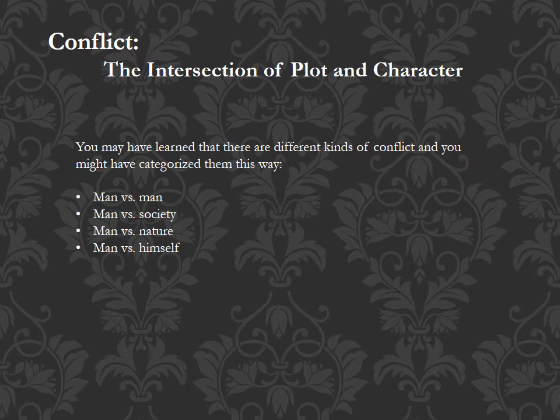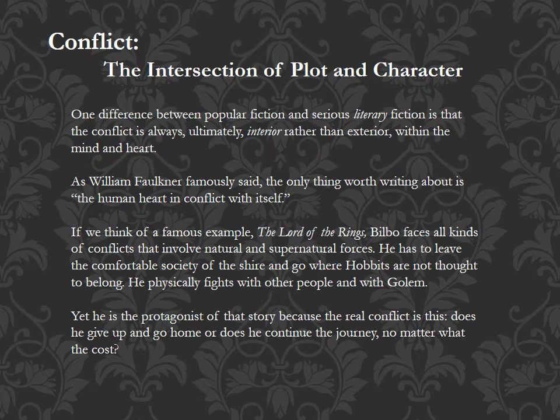You may have learned in high school that there are different kinds of conflict, and you might have categorized them this way: man versus man, man versus society, man versus nature, man versus himself. One difference between popular fiction and serious literary fiction is that the important conflict is always ultimately interior rather than exterior, within the mind and heart. As William Faulkner famously said, the only thing worth writing about is the human heart in conflict with itself.